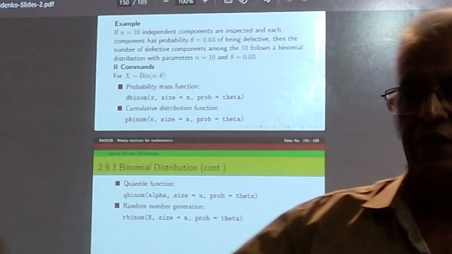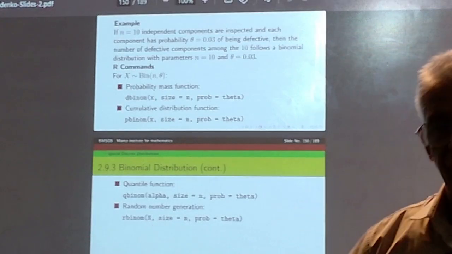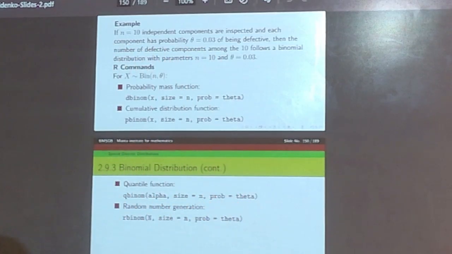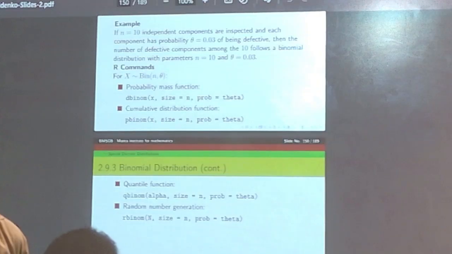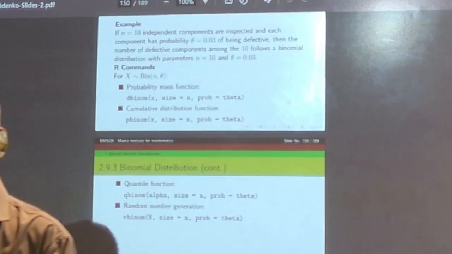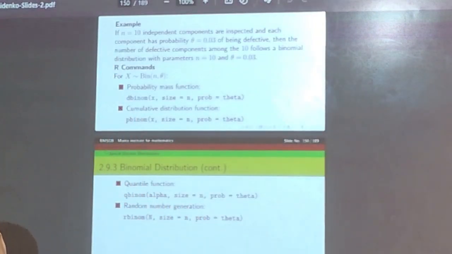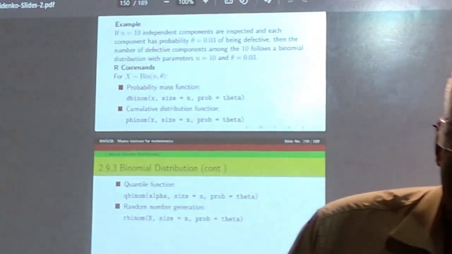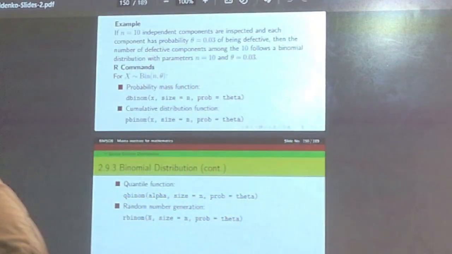Every time, for example, if you are interested in the number of defectives, each item is defective or non-defective, success or failure. Right? Next one, whether one is defective or not is independent of whether the other one is defective or not. Can we assume that condition to be true in this case?